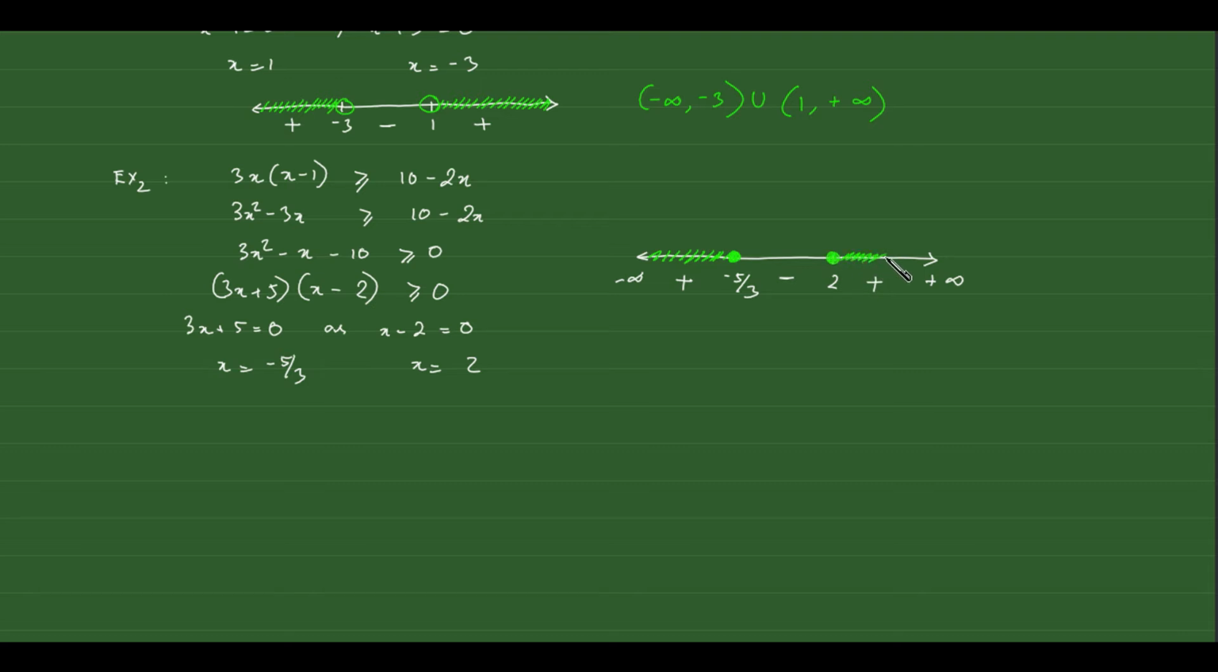And now we're gonna take this here. So the final answer will be what? -infinity to -5/3 bracket union bracket 2 to positive infinity. Okay, so that is how you solve a polynomial, actually quadratic, inequality. It must be in factoring form.